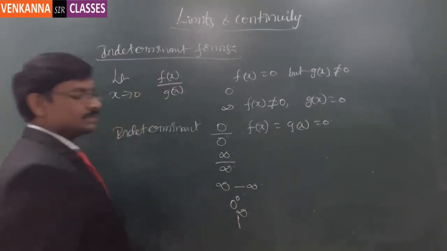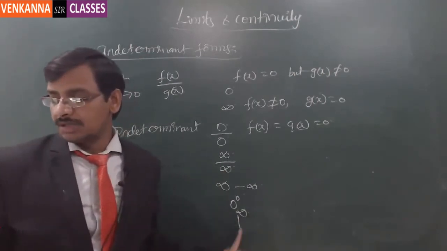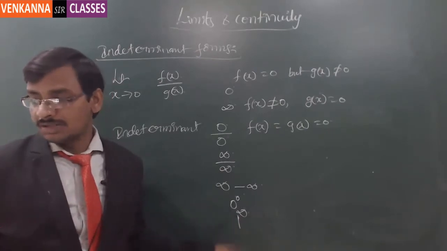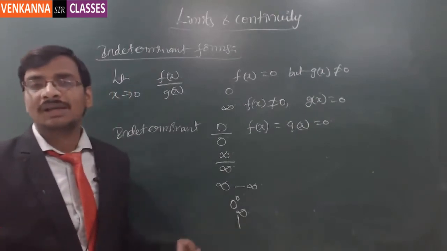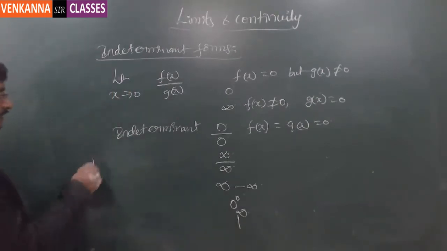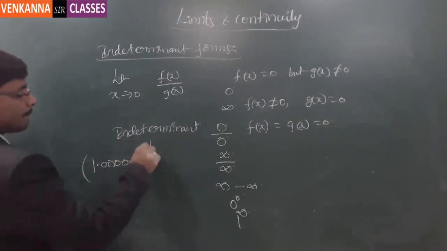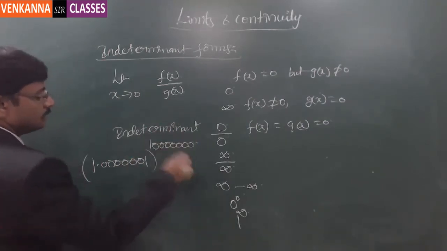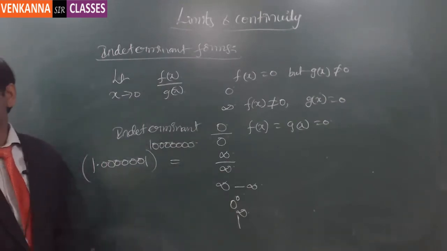So in the case of limits, this 1 power infinite will not be treated as 1, because 1 power any number is always equal to 1, but not in the case of limits. When we talk about limits, we are trying to find the nearest value. That means if I say 1.00001 whole power, what is this value? Can somebody tell me what this value is?